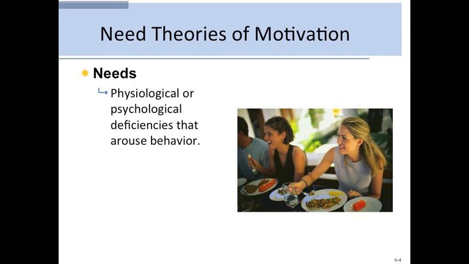Well, before we focus on the contextual factors, we'll first look at the individual factors that influence and have implications for motivation. And a lot of research in terms of the individual factors focuses on what we call the need theories of motivation. And what are needs? Well, here they're defined as physiological or psychological deficiencies that arouse behavior.